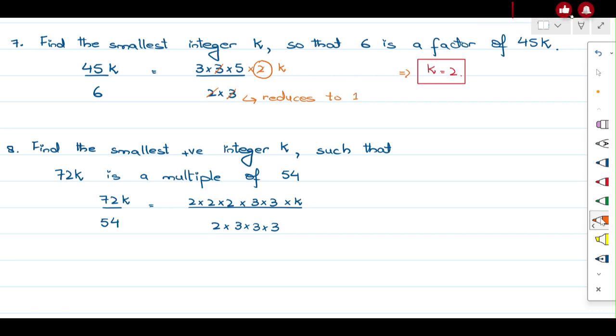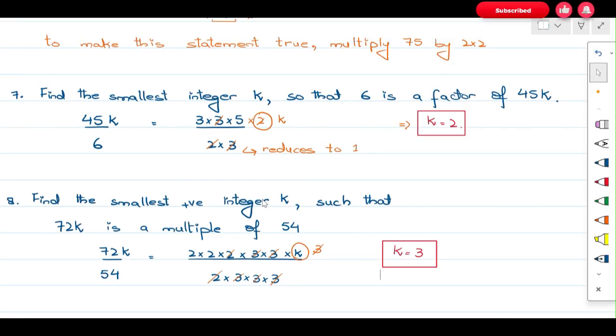So we need to reduce this denominator to 1. How do we reduce this? 2 is cancelled with 2, 3 is cancelled with 3, and this 3 is cancelled with 3. So how do I cancel this last 3? It means k should be equal to 3. So 3 is cancelled with 3. What is the least positive value of k? The k value should be equal to 3, to make the statement true that 72k is a multiple of 54. I hope you understand what factors and multiples are.